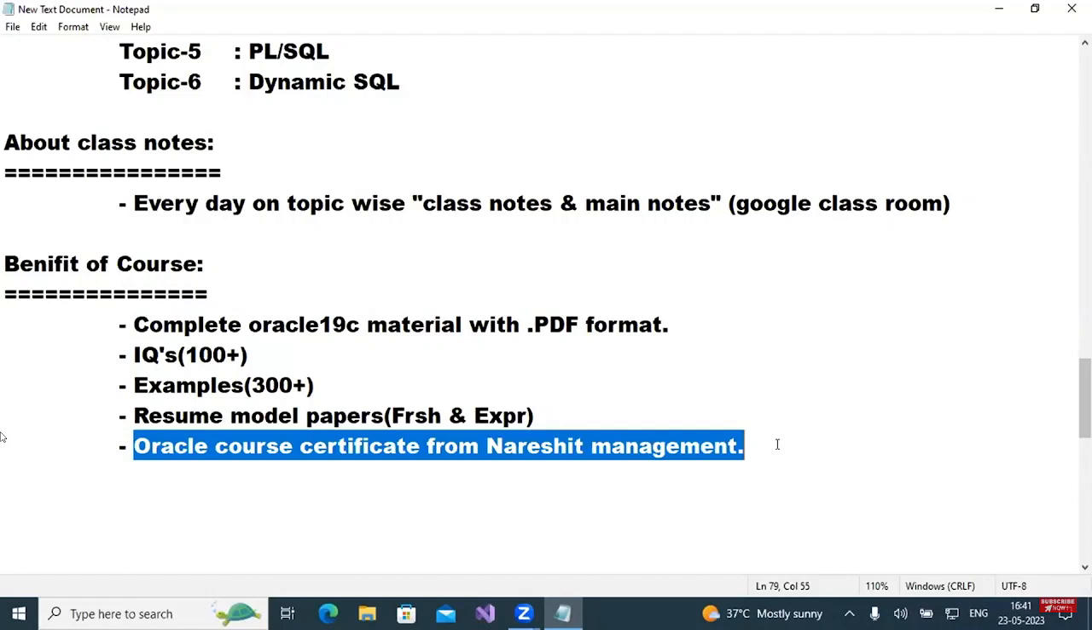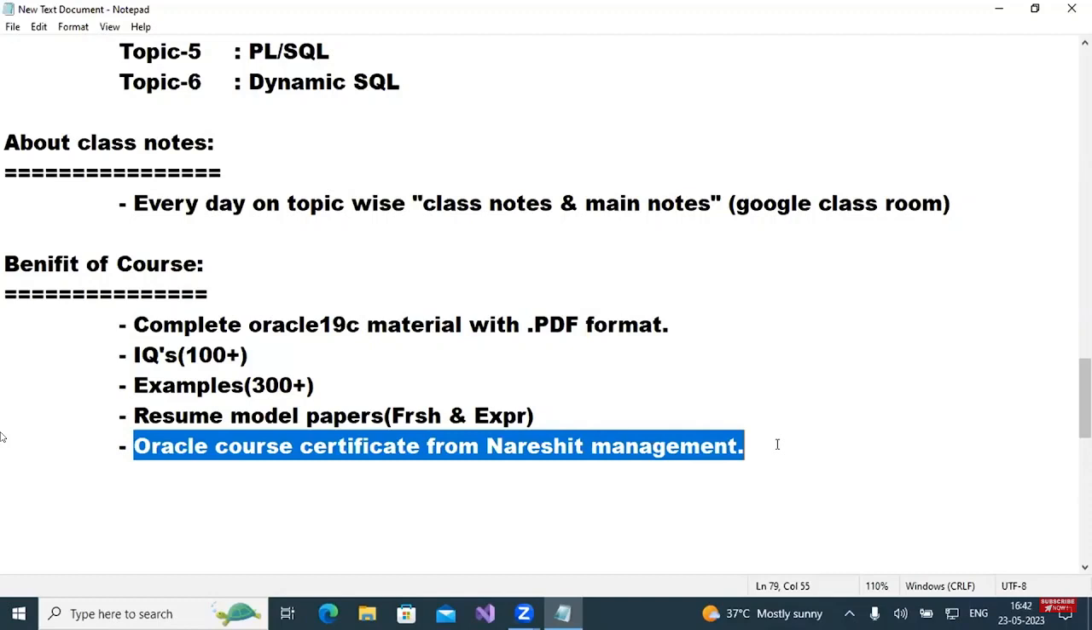Spring Boot. Those who are selected or who are going to take the complete package will get one certificate. That is called full stack Java developer. In that case, you can't get an Oracle certificate. Oracle certificates are separately given only to those who are learning only Oracle.